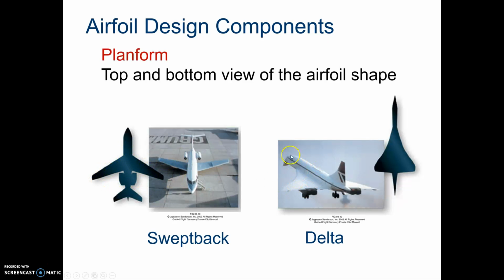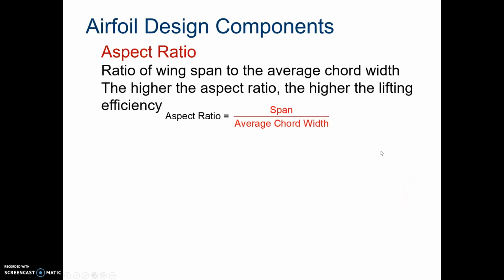You have delta. That's the Concorde flying. You can tell the cockpit's lowered back when they used to fly. But see, that forms a shape like a triangle. So they call that delta wing.